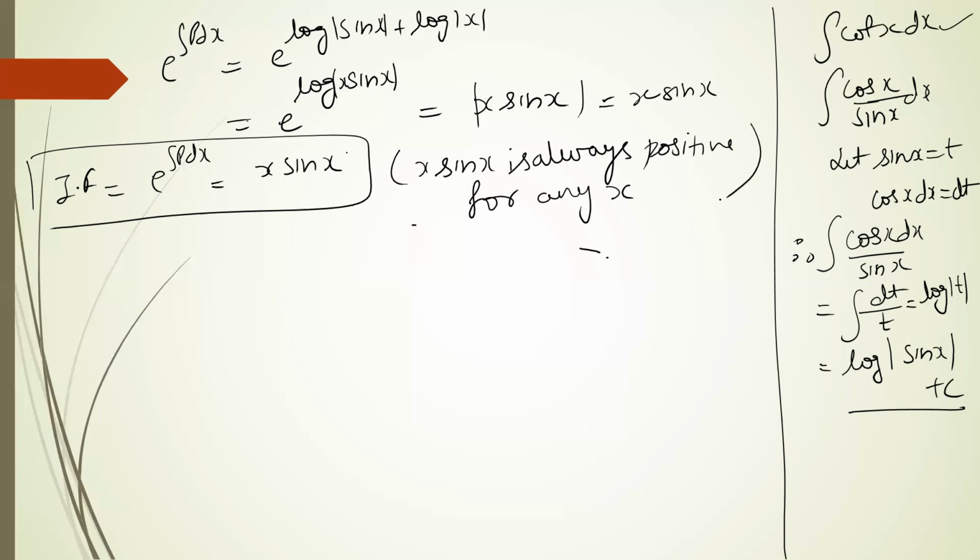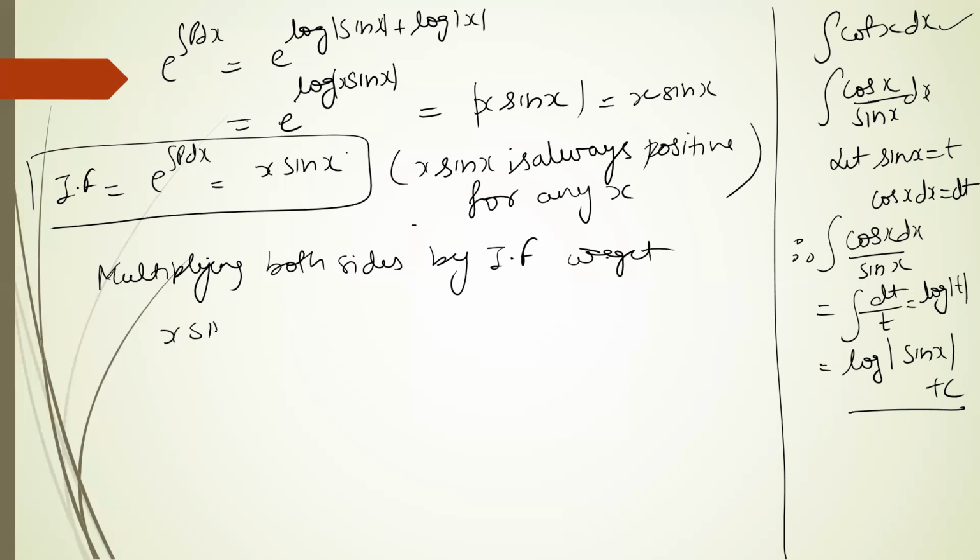Now, how will we solve it further? Now we have to solve the problem. Multiply both sides by integrating factor. What we'll get? We get x sin x dy by dx plus x sin x into cot x plus 1 over x into y is equal to x sin x.